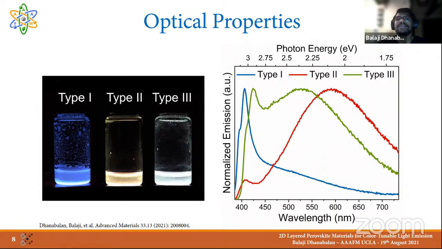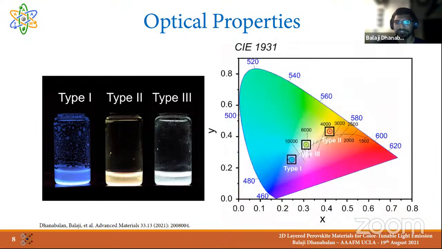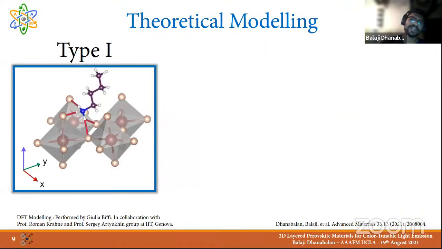And we were wondering why, what makes this material have different optical properties. These are the CIE coordinates. We can go from type 1 to type 2 to type 3. We go from the deep blue to warm white light to the pure white light emission. And we were wondering why these materials are showing different optical properties depending on the bonding group.